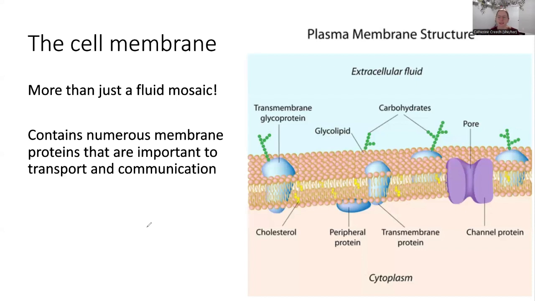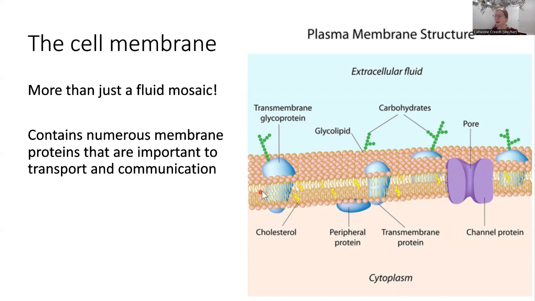Here we have the cell membrane, and I want to make sure we note that it's more than just a fluid mosaic. A mosaic is a larger picture made out of lots of little pieces, which is why it is called a mosaic, because it's a larger structure, the membrane, but it's made out of lots of little components. And it's fluid because it always moves.